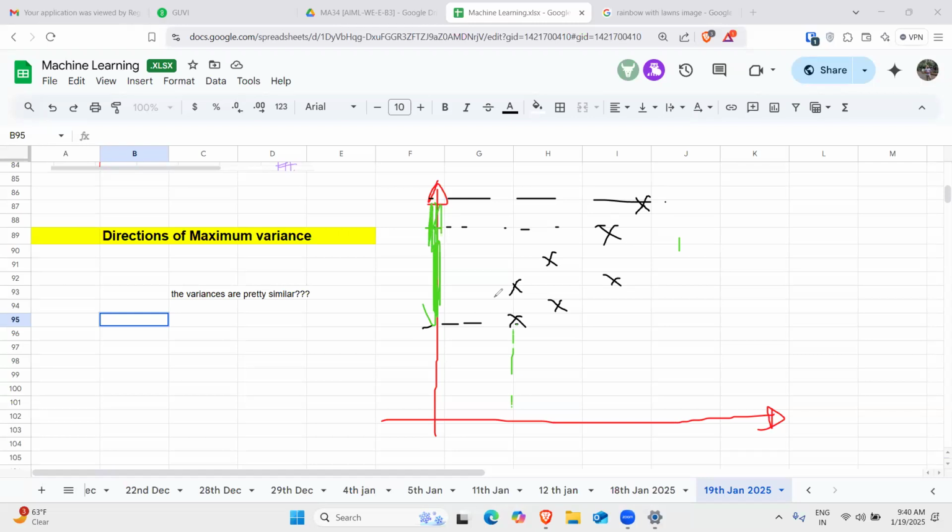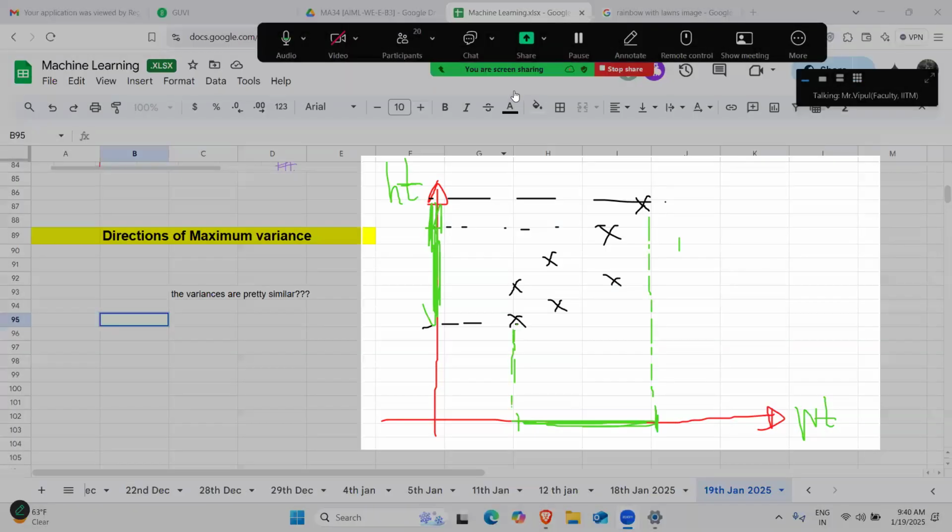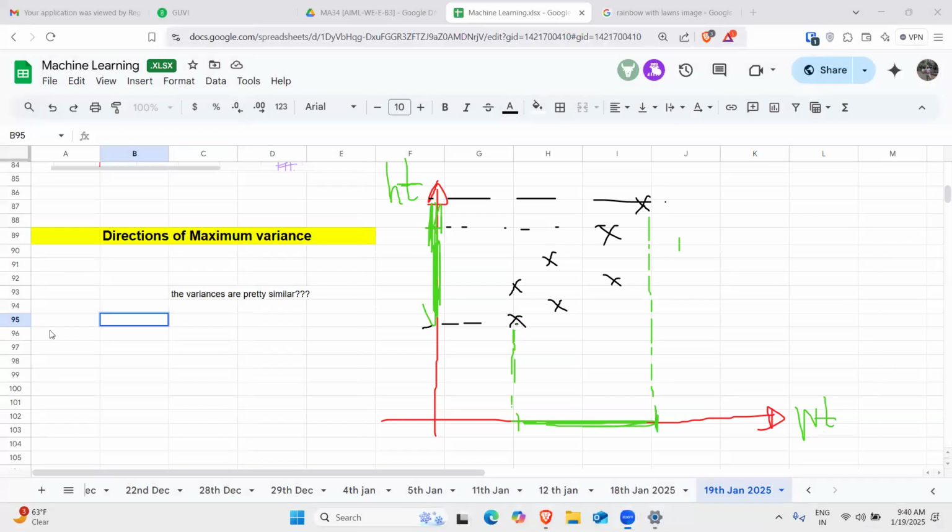So my idea is to show you, what if both the variances are the same? Can you tell me which column is important? Here we have weight, here we have height. Obviously no, right? We cannot judge which column is important. So what should we do for this?